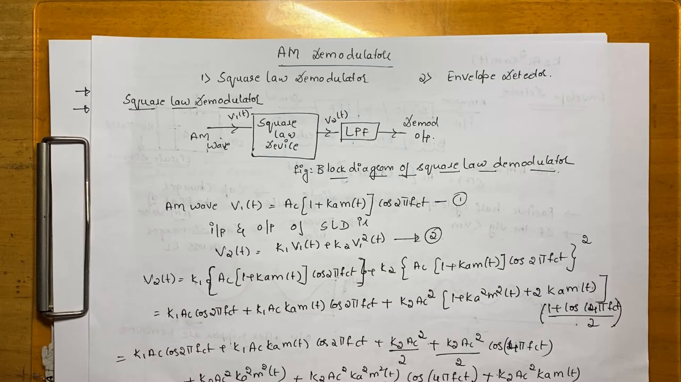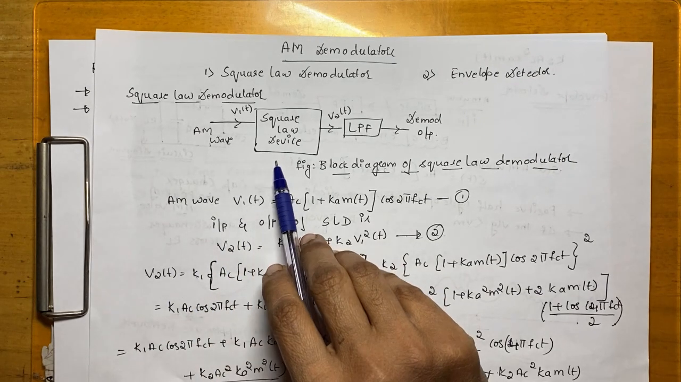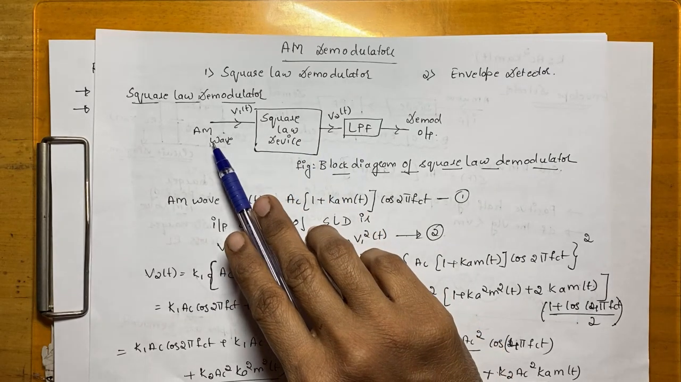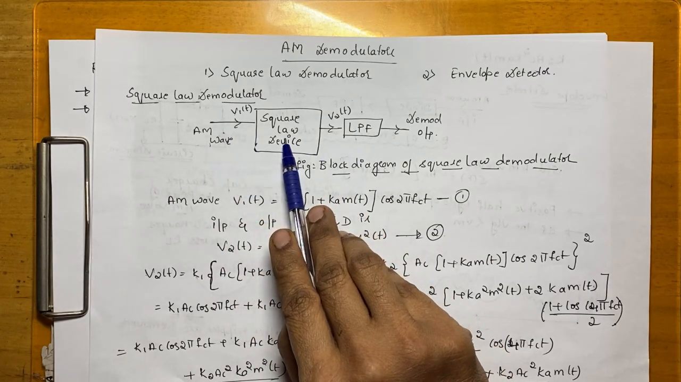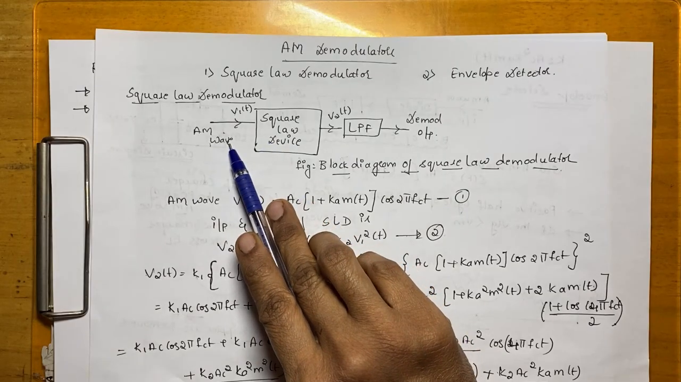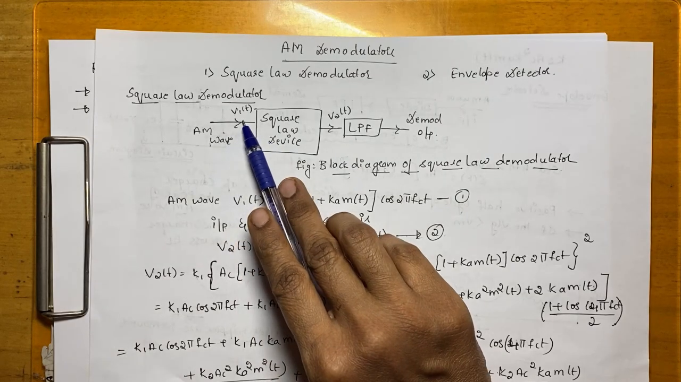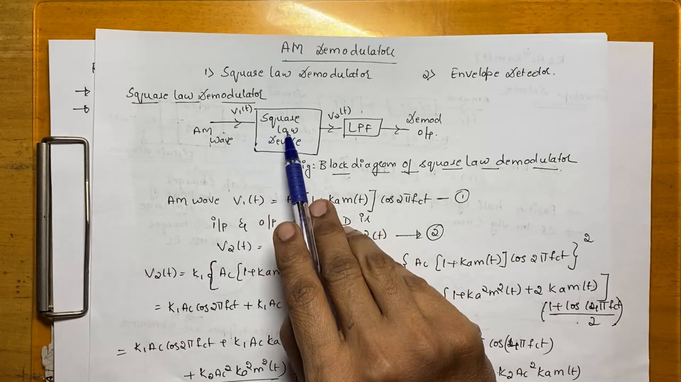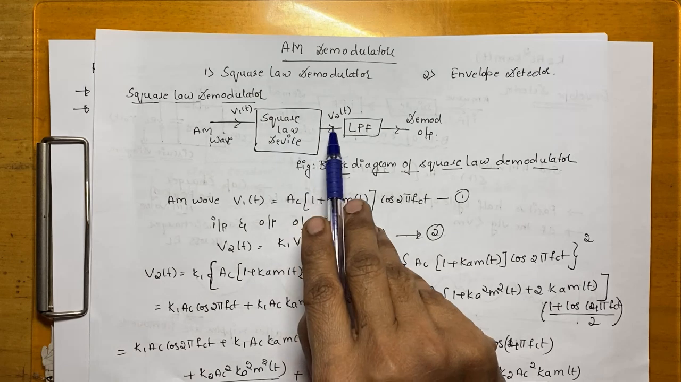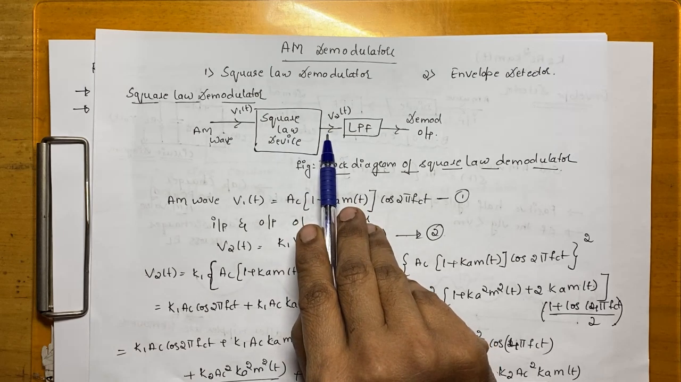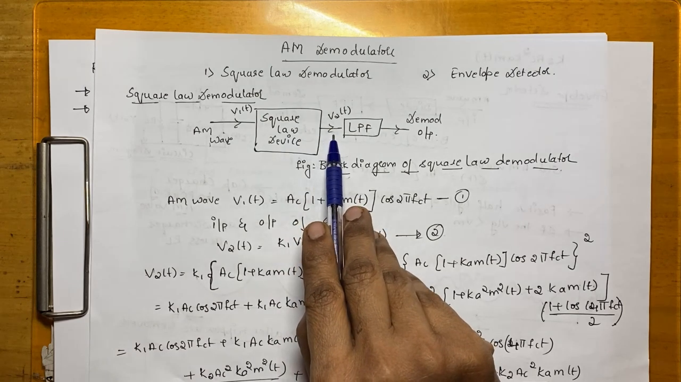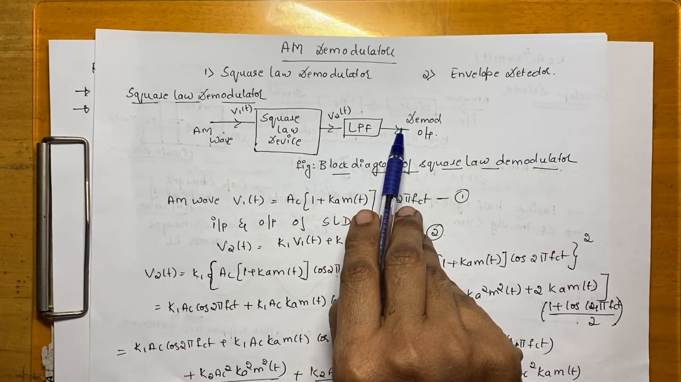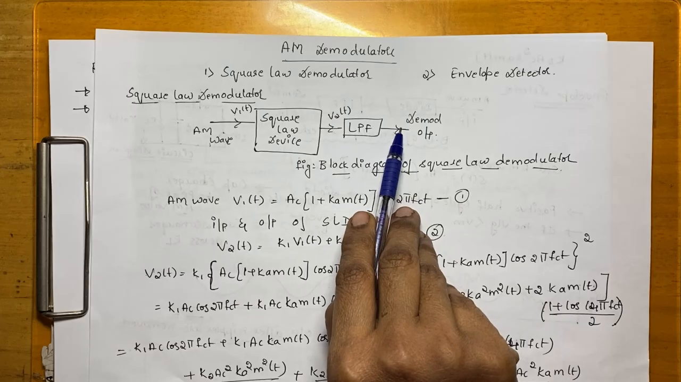This square law demodulator mainly consists of a square law device and a low pass filter. The input to this square law device is an AM wave, that is a modulated wave, which is represented as V1 of t. That V1 of t is fed to a square law device. The output of this square law device is V2 of t. That V2 of t is fed to a low pass filter to retrieve our original modulating signal.